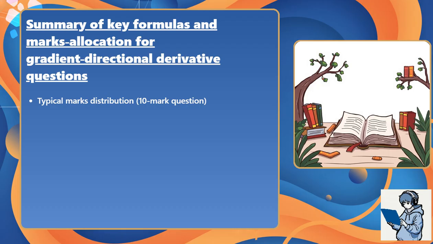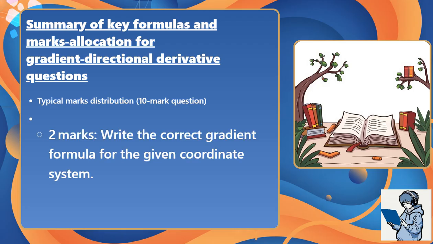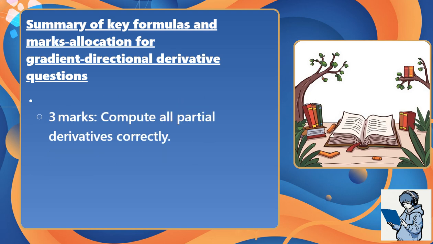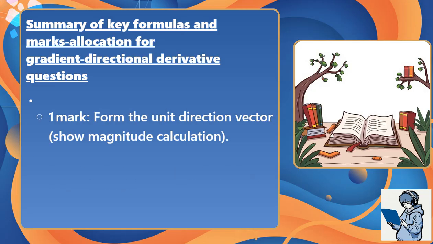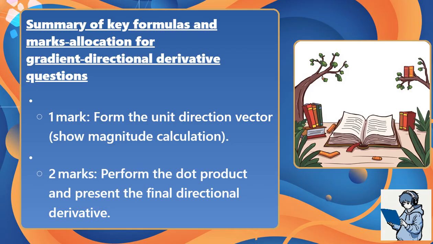Typical marks distribution for a 10-mark question. 2 marks: write the correct gradient formula for the given coordinate system. 3 marks: compute all partial derivatives correctly. 2 marks: evaluate the gradient at the specified point. 1 mark: form the unit direction vector, showing the magnitude calculation. 2 marks: perform the dot product and present the final directional derivative.